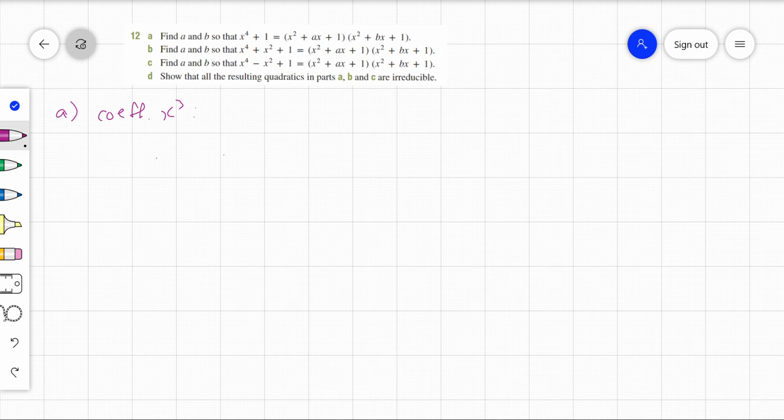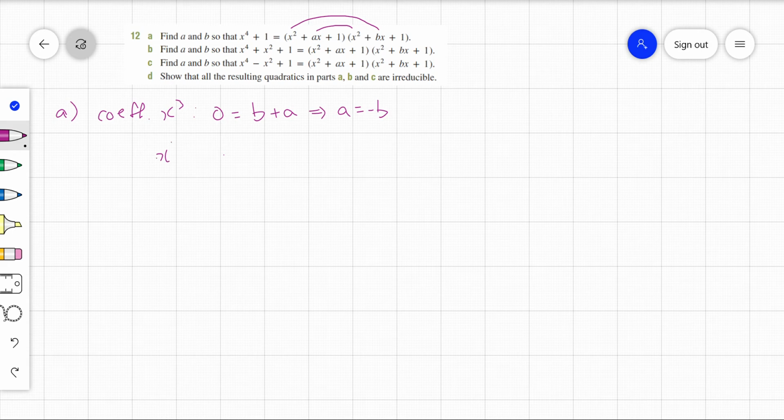For example, the coefficient of x cubed, of course, is 0 on the left-hand side. And then if I look on the right-hand side, I would get x cubed from that x squared times bx, so that's b. And I would also get it from ax times x squared, so that's plus a. So we can already see from that that a has to equal negative b.